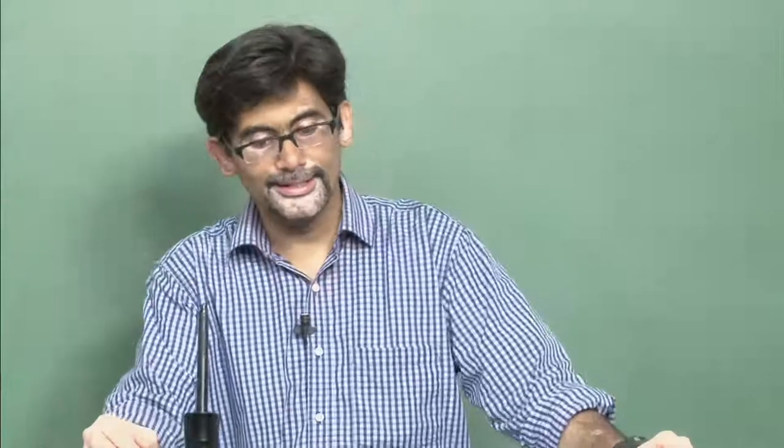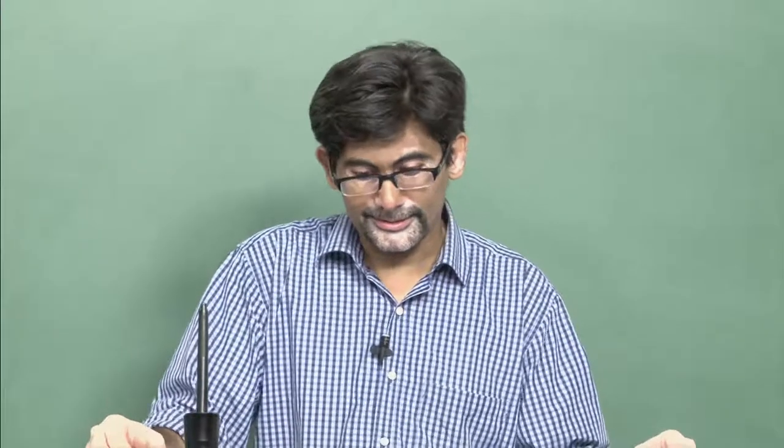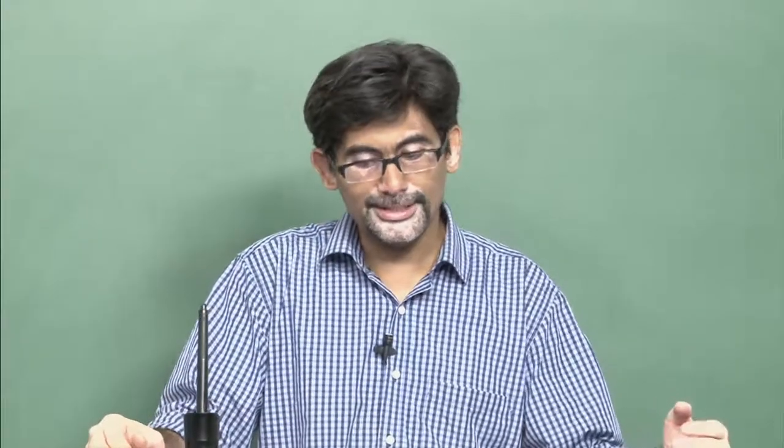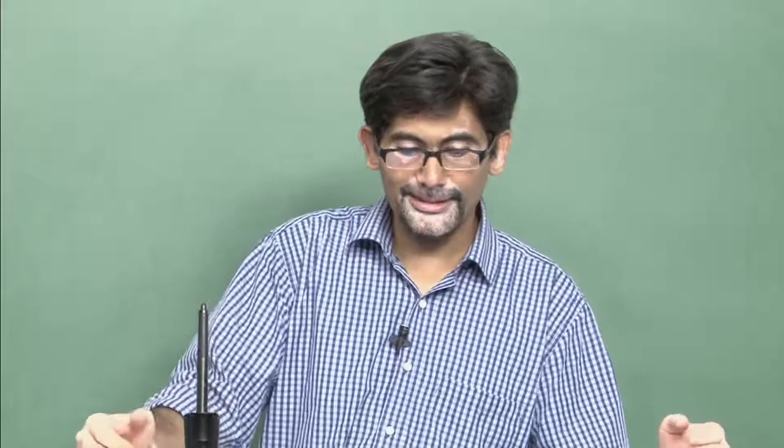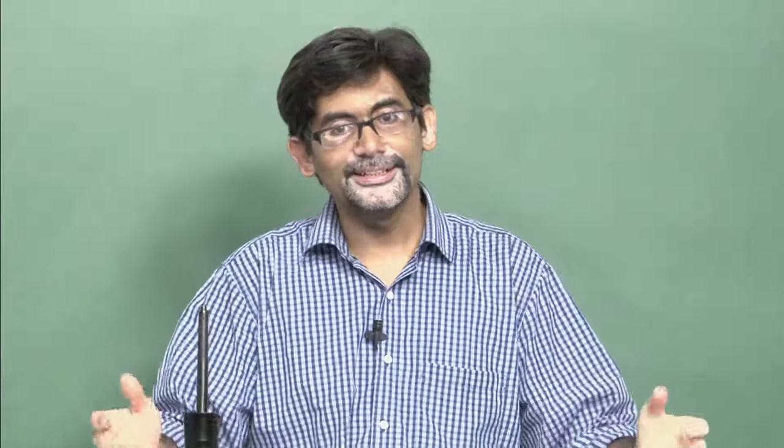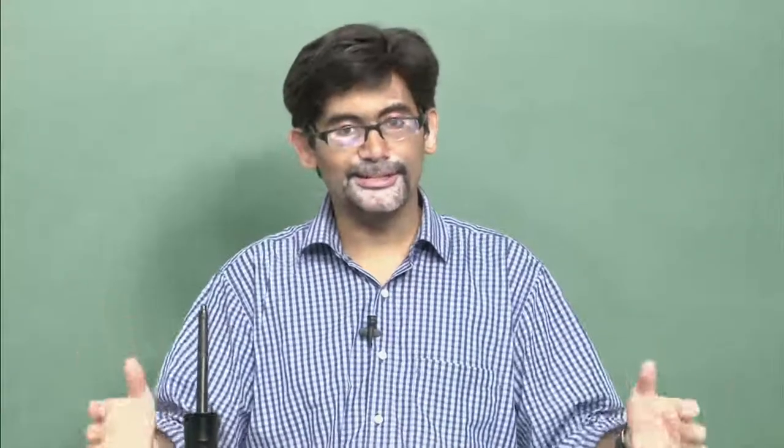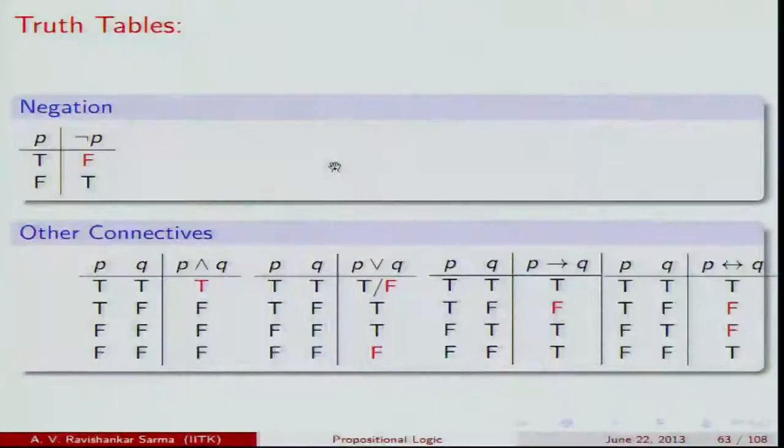For example, if I say, if Taj Mahal is in Andhra Pradesh, then Uttar Pradesh is in Pakistan. Both statements are false. Even then, the truth value of the total conditional is going to be true, because both P and Q are false. That is the semantics of material implication. It works perfectly all right for mathematical reasoning.